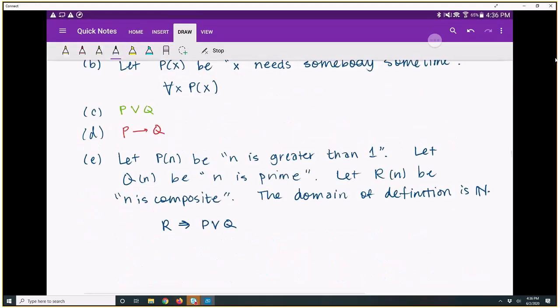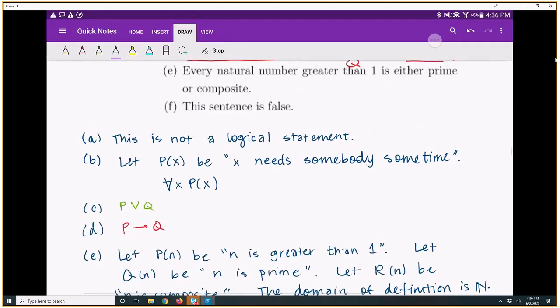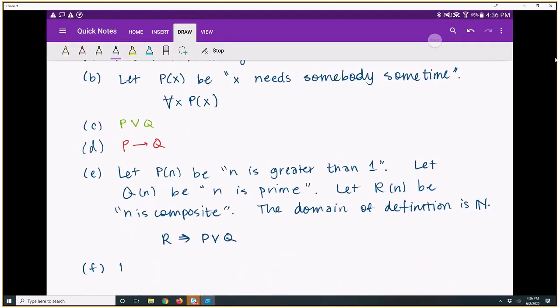And finally, F, this sentence is false. Again, this is not a logical statement, because we cannot assign one truth value to it.